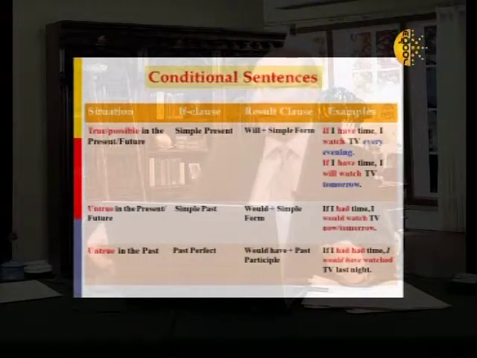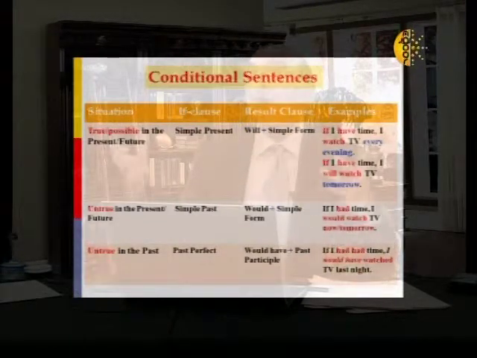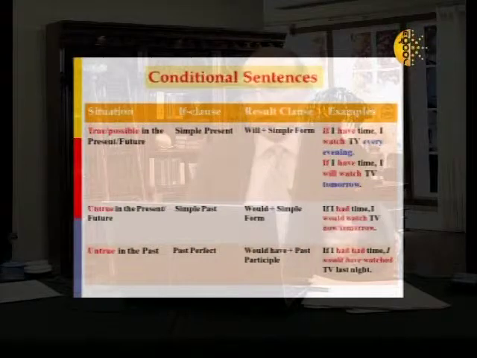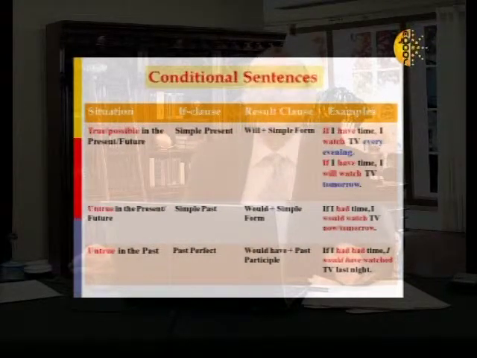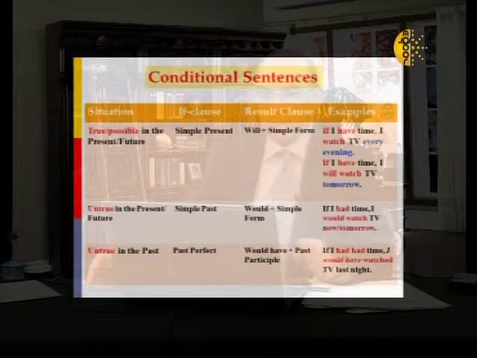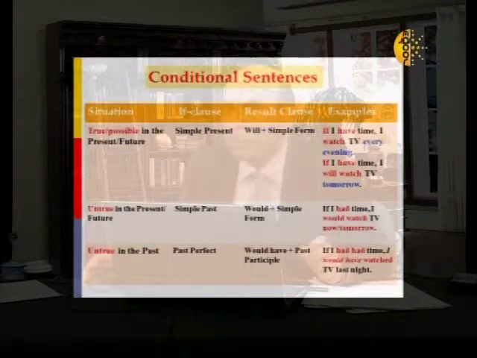If I have time, I can watch TV. If I have time, I will read the newspaper. If I have time, I will call my friend. All of these are possible situations. If it is possible, you use present tense and future tense in these 2 clauses. What if the situation is not possible?